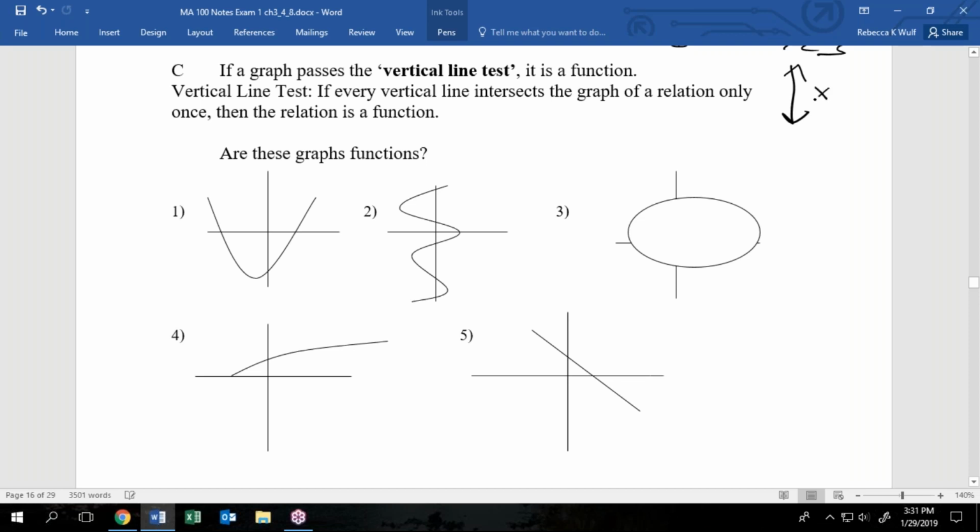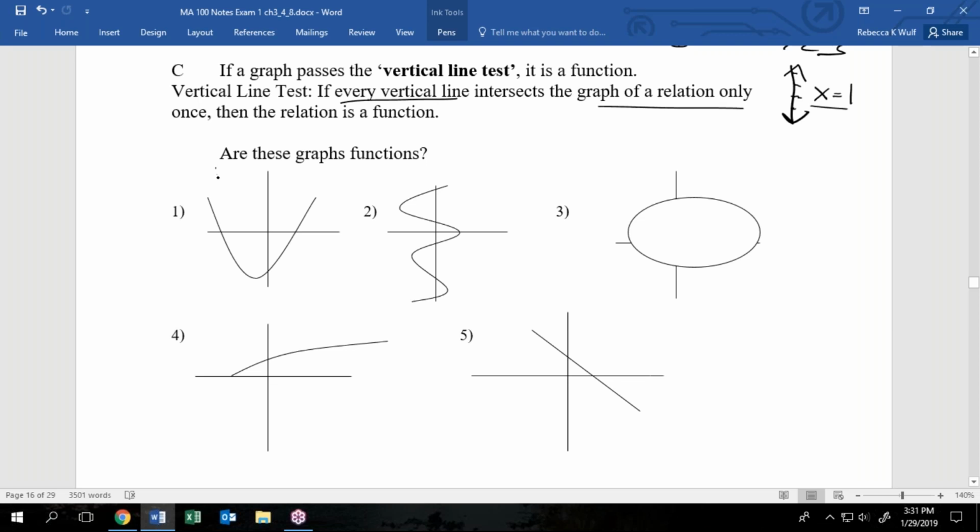And a vertical line has equations like x equal 1, right? It has all the x values are the same, and so we get a vertical line. So the vertical line test says if every vertical line from negative infinity to infinity, all these different values of x, only intersects a relation once for every line, then it's a function.